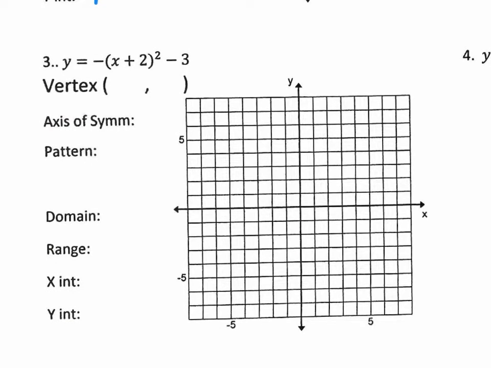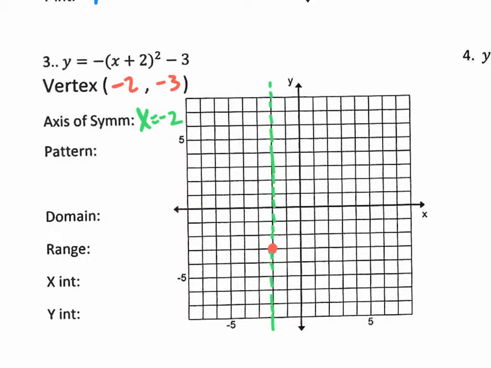What's the vertex on this guy? Negative 2, negative 3. Let's go to negative 2, negative 3, and put a dot right there. So what is my axis of symmetry that crosses right through that vertex? X equals negative 2. Make sure you put the x equals, because that will produce a vertical line.